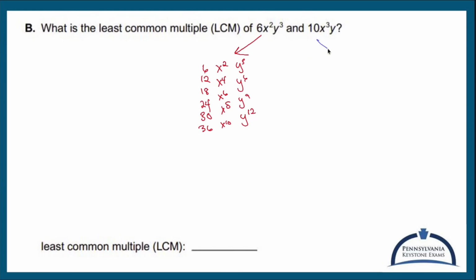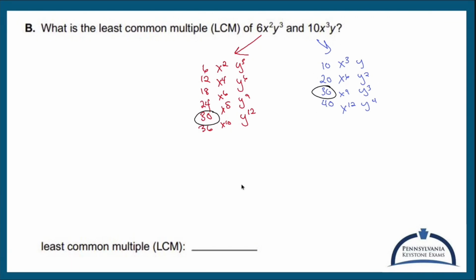Let's focus now on the 10. The 10 could be 10, 20, 30, 40, so I hit my number, I see it already. X to the 3rd could be x to the 3rd, x to the 6th, x to the 9th, x to the 12th. And y could be y, y squared, y to the 3rd, y to the 4th, and so on. So let's look at the numbers.